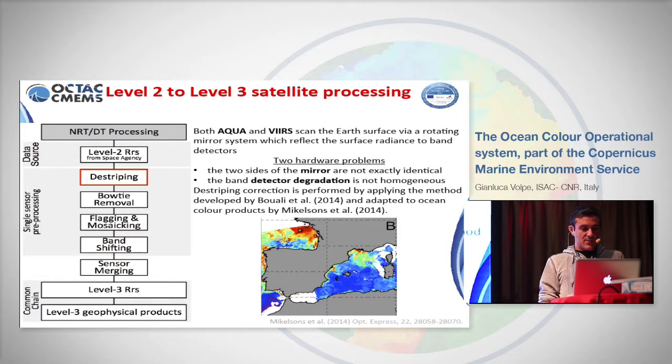Operationally, we correct for these stripes using the method by Michelson et al., a paper from 2014, which uses a detector as a reference, computes the PDF of all the observations in this detector, and applies a bias correction of all the other detectors to this one.